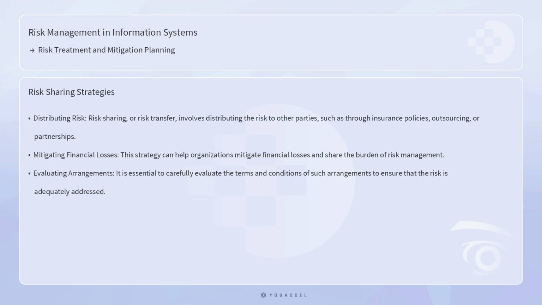Risk sharing, or risk transfer, involves distributing the risk to other parties, such as through insurance policies, outsourcing, or partnerships. This strategy can help organizations mitigate financial losses and share the burden of risk management. For instance, an organization may purchase cyber insurance to cover the costs associated with data breaches or enter into a joint venture to share the risks and rewards of a new business endeavor. However, it is essential to carefully evaluate the terms and conditions of such arrangements to ensure that the risk is adequately addressed.